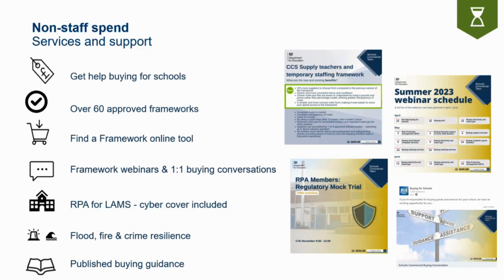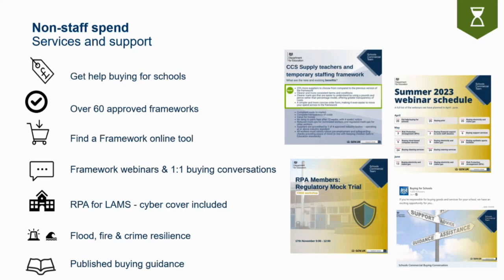One of the ways is our Get Help Buying for Schools programme. This service provides schools and trusts with access to specialist support, advice and guidance for all of their procurements, including complex procurements such as catering and cleaning. And that's a sort of live human to human contact where you can talk through the service that you're looking to procure or the goods that you're looking to procure and get advice from experts in the field.